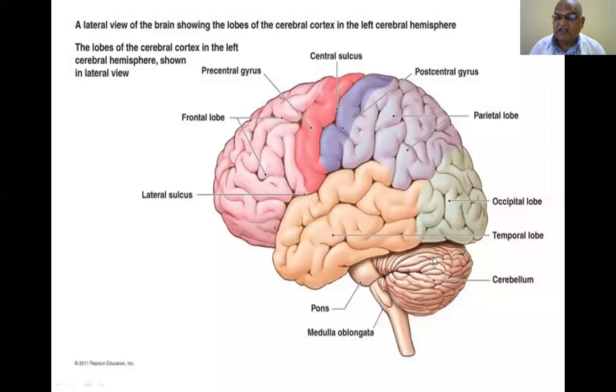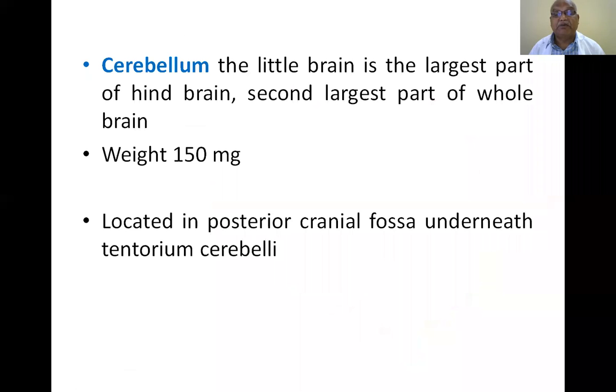Out of all the contents of the CNS present in the posterior cranial fossa, the cerebellum is the largest part. Its weight is 150 grams. It is located in the posterior cranial fossa underneath the tentorium cerebelli.